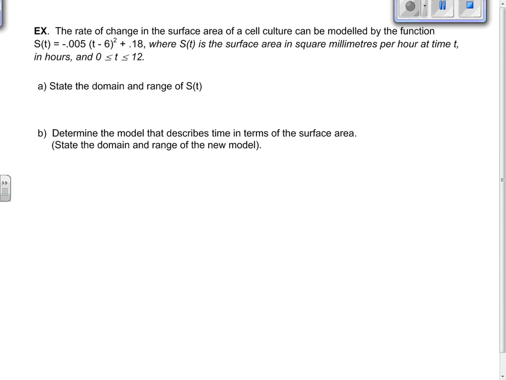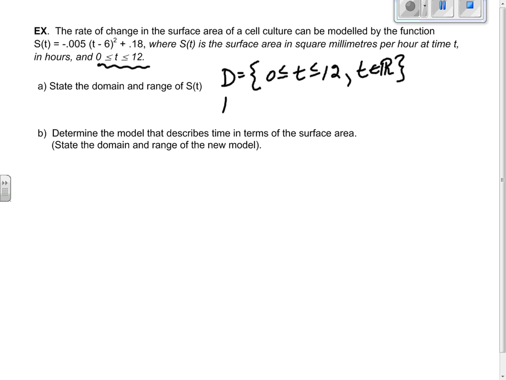Last example is a word problem with really nasty numbers. The rate of change in the surface area of a cell culture can be modeled by the function s of t equals -0.005 (t minus 6) squared plus 0.18, where s of t is a function of the surface area in terms of the time, which is in hours. State the domain and range of s of t. The domain is our t values. They've already given us our t values: 0 less than or equal to t less than or equal to 12, and all the bits in between.